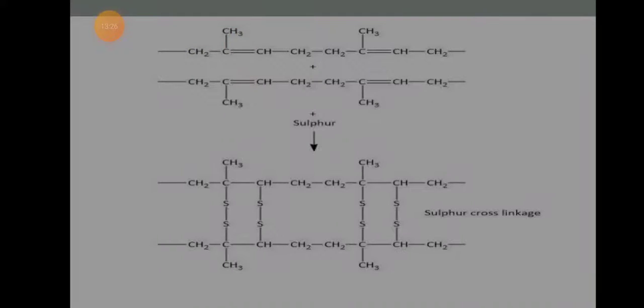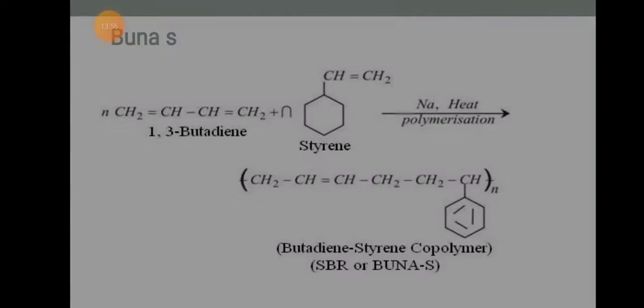Now, if you see sulfur cross linkage, this is one of the polymer units I have shown here. If you react it with sulfur, it will form this sulfur cross linkage. You can see the C=C double bond will be broken, and another C-S, C-S bond will form. This is how the sulfur cross linkage will form. Now coming to the Buna-S, how this happens.